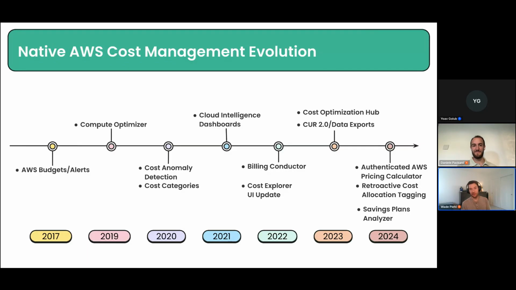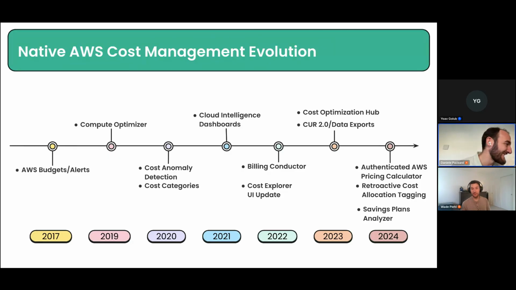And that's why we came out with Savings Plan Analyzer. It allows you to customize those recommendations, play with different numbers, see how it affects your coverage and savings, and then make that right decision for you. So really excited about Savings Plan Analyzer, and we've actually continued to release additional features for that this year.